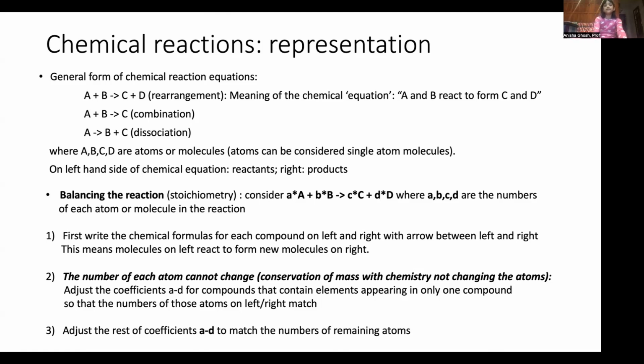So the first step of balancing a reaction is to first write the chemical formulas for each compound on the left and the right with an arrow between the left and the right. This means that molecules on the left react to form new molecules on the right. The number of each atom cannot change.